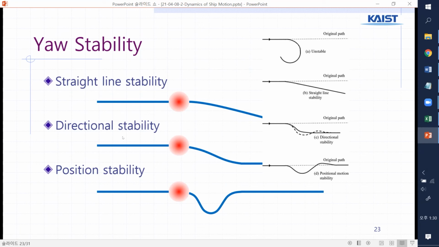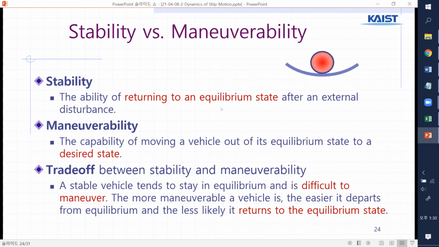Anyway, the directional stability is good for the ship captain so that you can return back to the original straight-line course. Right? So it's called stable. And unstable means positional stability, meaning you return back to the original position and also direction. So the third one is possibly better. Right? Here, stability is related with returning to the equilibrium state after an external disturbance.